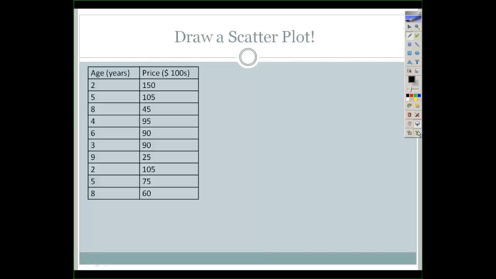So I'm going to go ahead and draw a scatter plot here, and similarly to the bar graph and the line graph, I need an axis and a label, as best I can. We're going to put our age down here at the bottom, and I'm going to put my price over here, and let's go ahead and start graphing. We have age from 2 all the way up to 9, so I'm going to say 1, 2, 3, 4, 5, 6, 7, 8, 9.